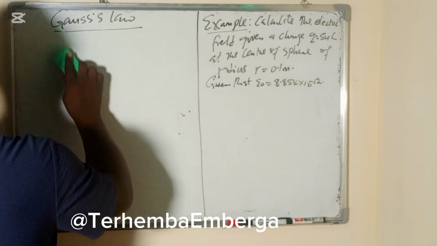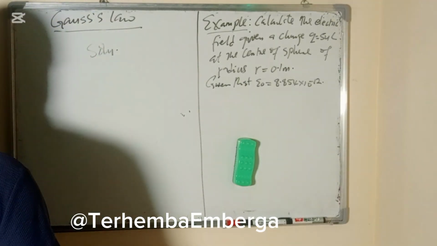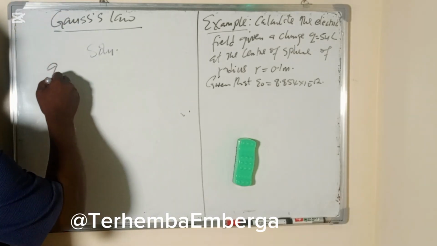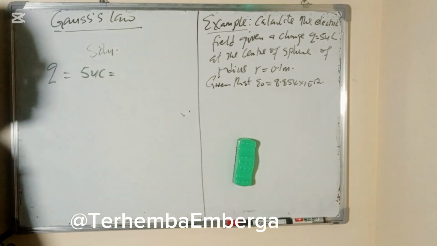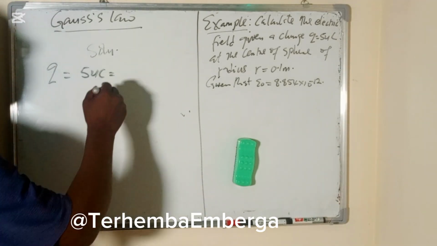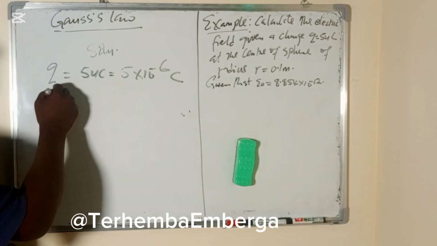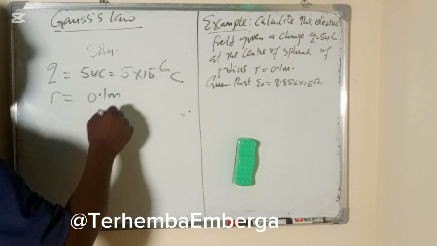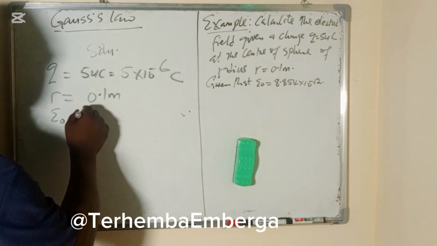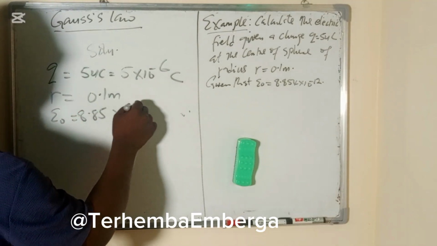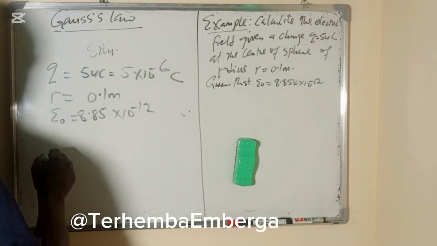So in this case, we appeal to the formula. The charge is given as 5 microcoulomb, which we convert to coulomb. It will become 5 times 10 raised to the power minus 6 coulomb. And then the radius is given as 0.1 meter, and permittivity is given as 8.85 times 10 raised to the power minus 12.